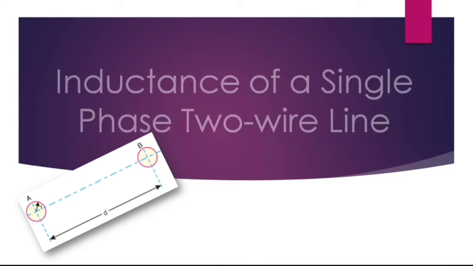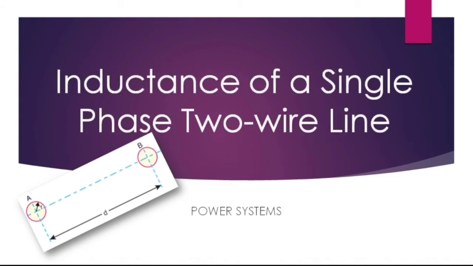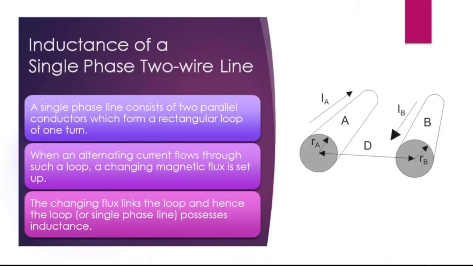In this video, I would like to explain the concept of inductance of a single phase two-wire line. In order to calculate the inductance of a single phase two-wire line, I am considering a single phase line consisting of two parallel conductors, conductor A and conductor B, which form a rectangular loop of one turn.